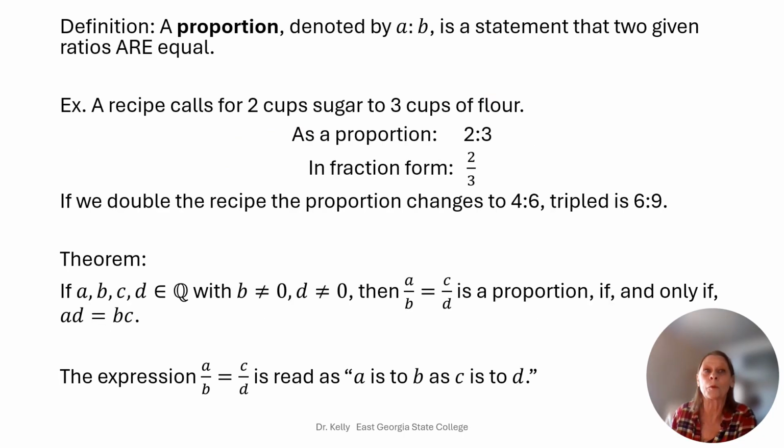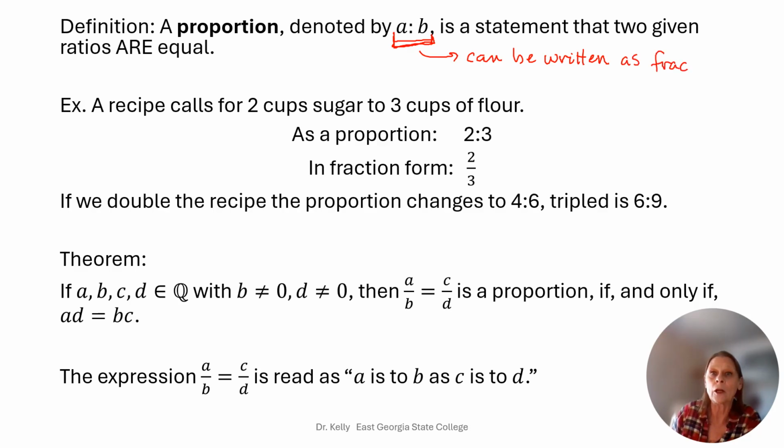The next definition is a proportion. A proportion is denoted very specifically in this kind of ratio notation, but can be written as a fraction. A lot of times we are given it in proportion form and we change it to a fraction because we know how to do operations on fractions. So if I have a recipe that calls for 2 cups of sugar to 3 cups of flour, the proportion would be 2 to 3. If I wanted to write it as a fraction, it would be 2/3.